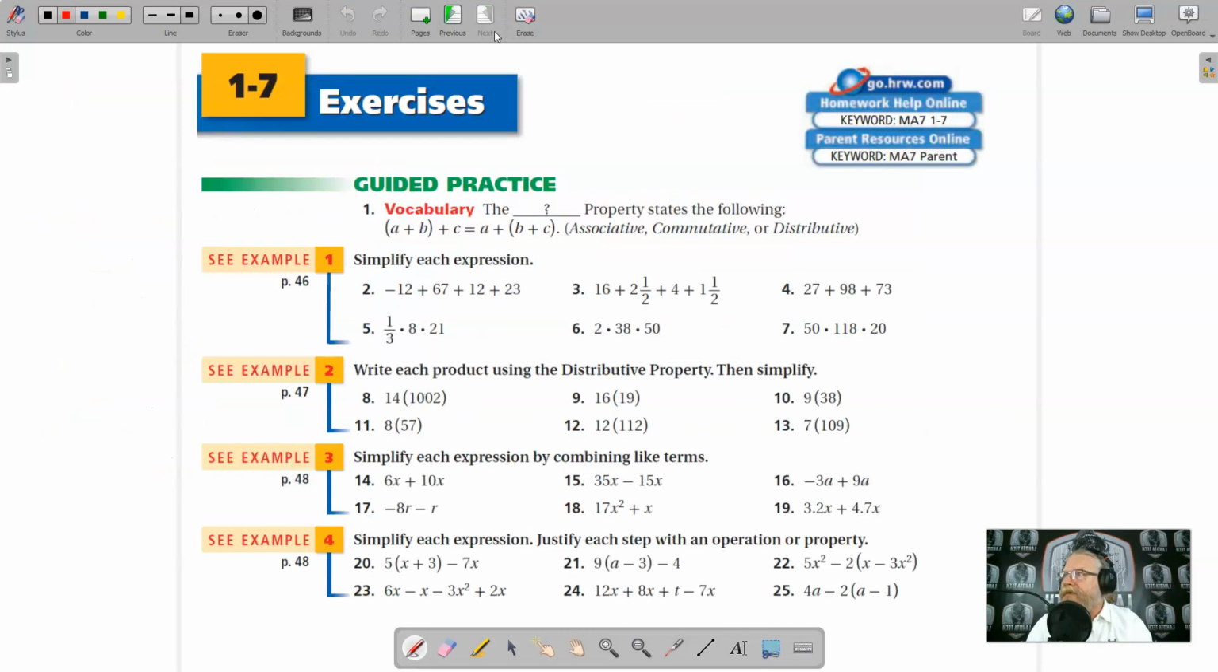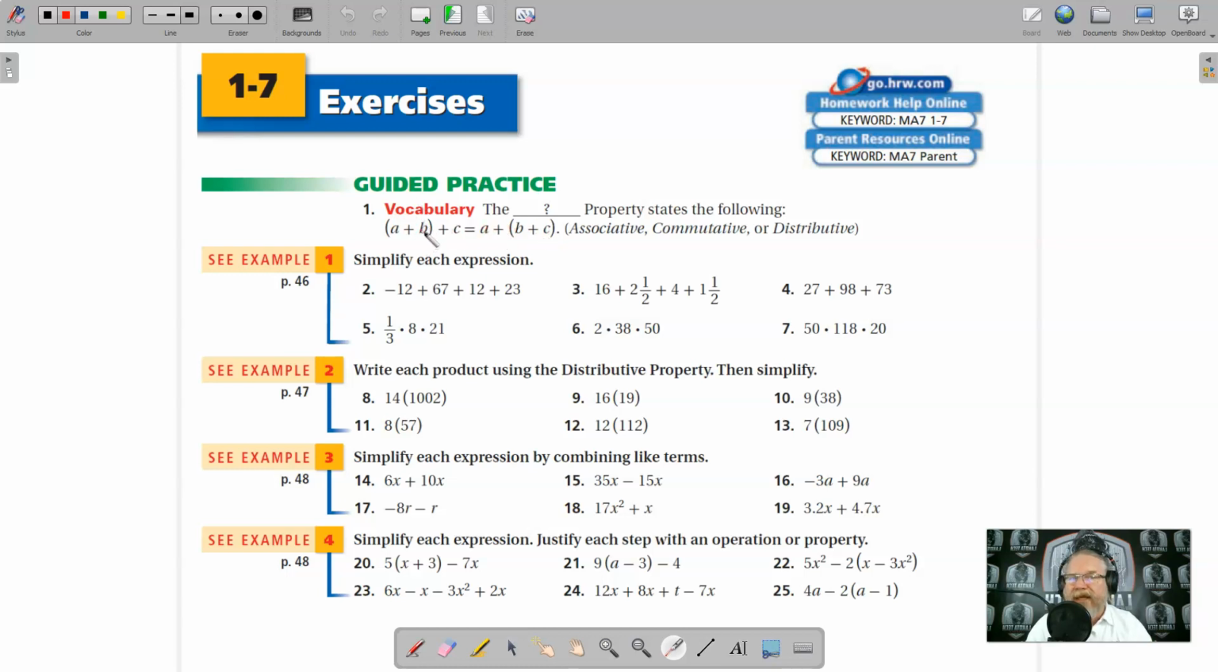All right. So here we are at our exercises. I don't know if I'm going to spend too much time here. Vocabulary. The blank property states the following. The quantity of a plus b plus c is equal to a plus the quantity of b plus c.